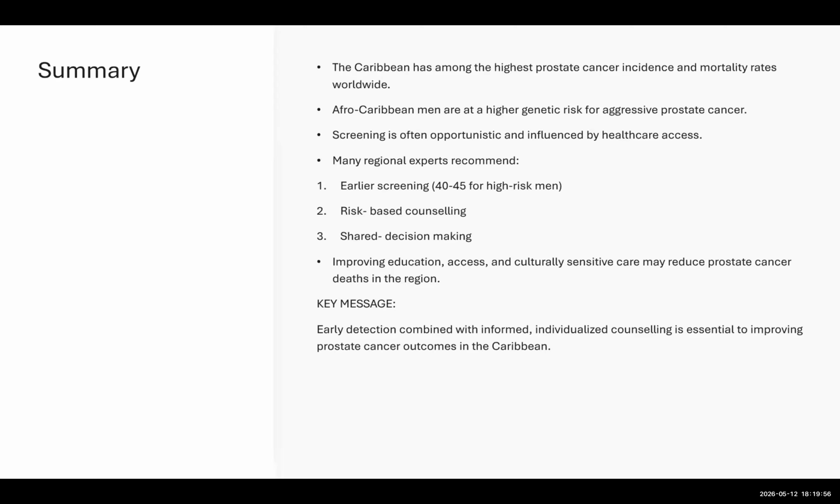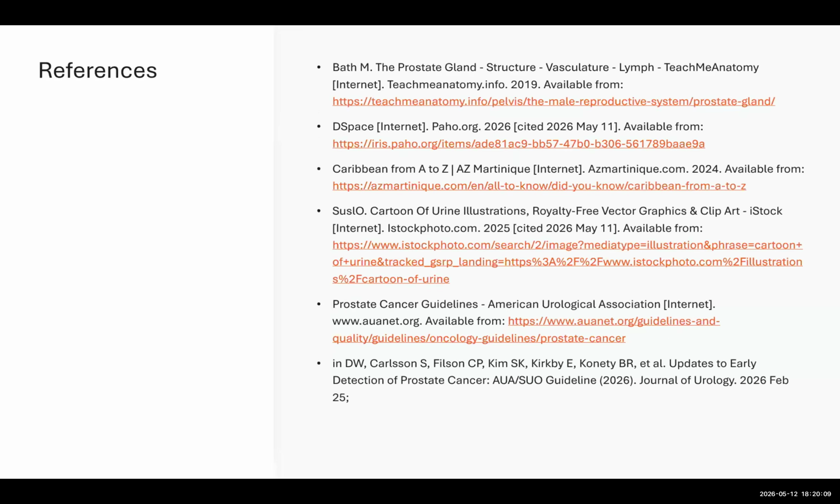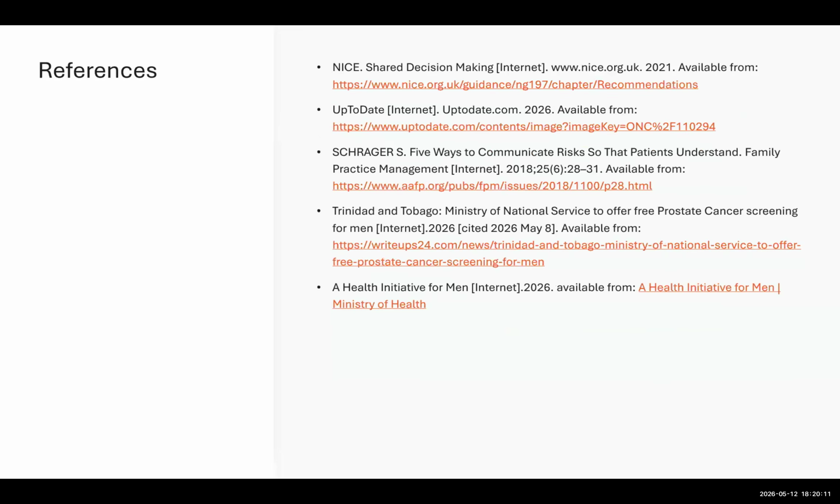And the key message to take home: early detection combined with informed, individualized counseling is essential to improving prostate cancer outcomes in the Caribbean. And these are our references. Thank you very much.